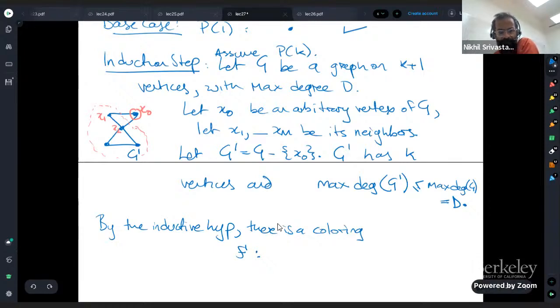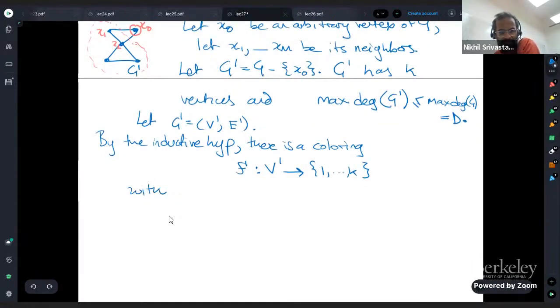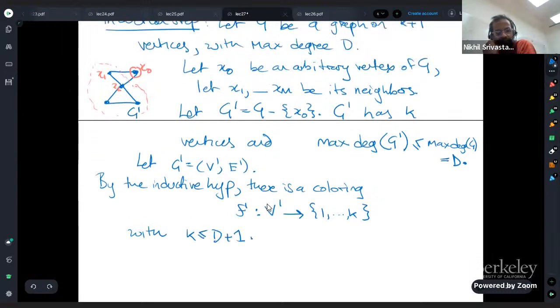I guess it goes from the vertices of G prime. So let G prime be V prime, E prime. There's a coloring from the vertices of G prime to 1 through K, with K at most D plus 1. So now by induction, I've colored G prime. I've almost colored the graph, but I haven't colored X naught. Now I have to figure out how to extend this to a coloring of the whole graph.